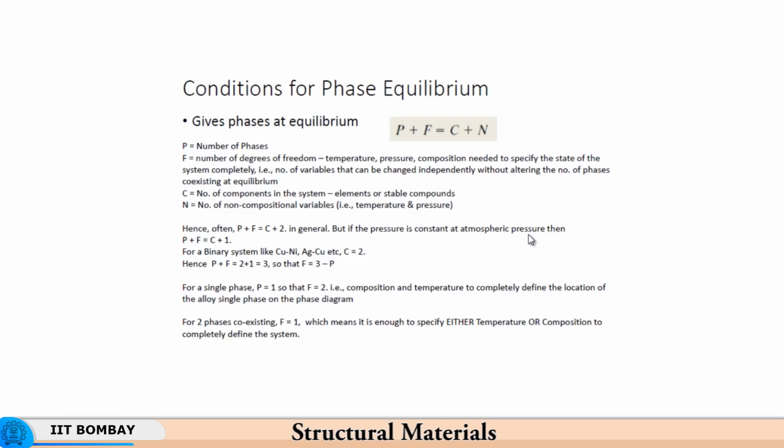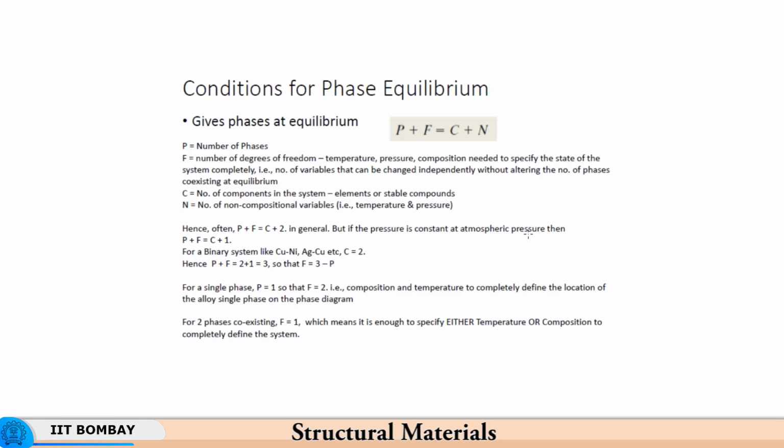So, you have a system consisting of a number of phases. You have an alloy having certain number of constituents, let us say ferrite and pearlite. So, you have two phases, ferrite and pearlite, coexisting with each other, okay. And then you have therefore iron and carbon as the two elements which form the alloy.